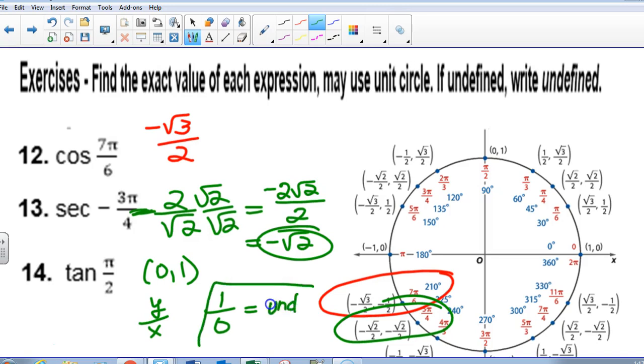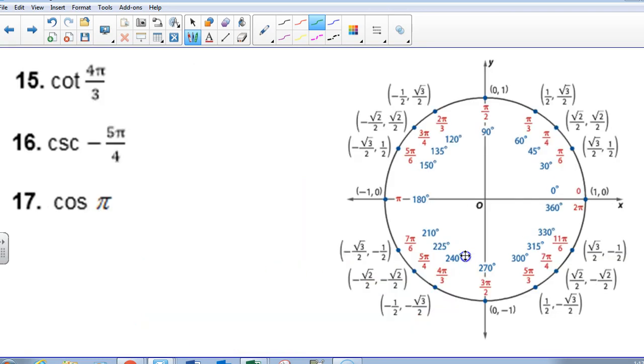Undefined, okay? It says up here, if it's undefined, write undefined. What that means is, do not write this symbol, because I will count it wrong. No. Some people write 0. It means no solution. Or empty set. You can write undefined or UND. 4 pi over 3. 4 pi over 3 is down here.